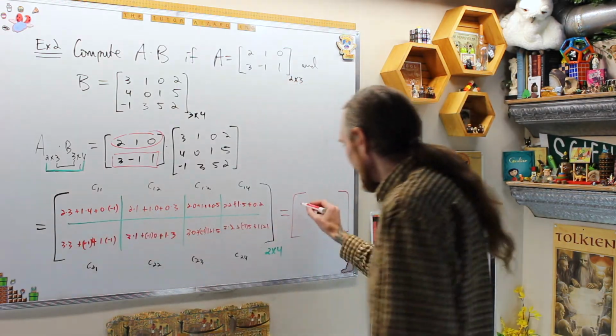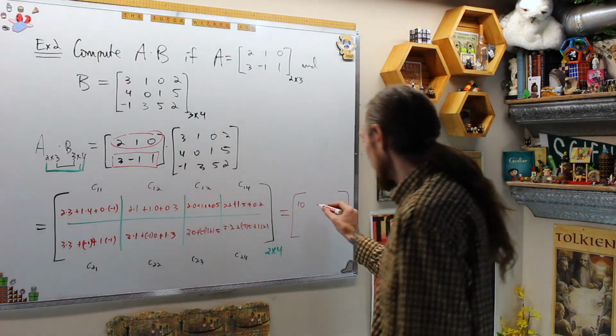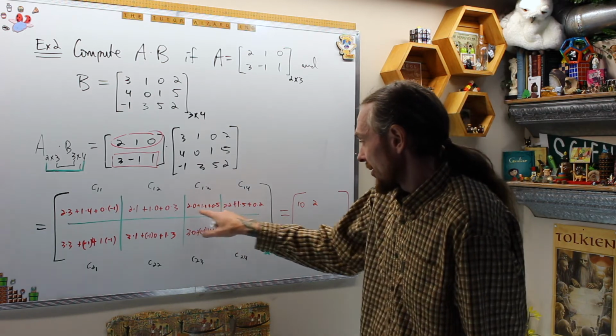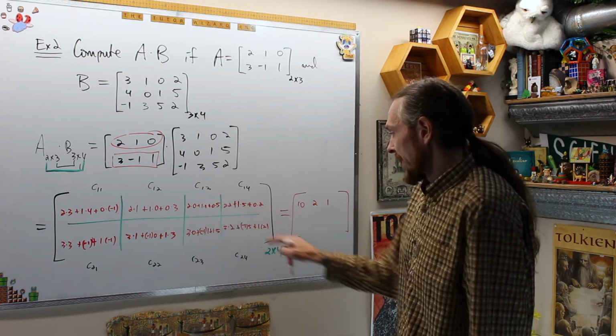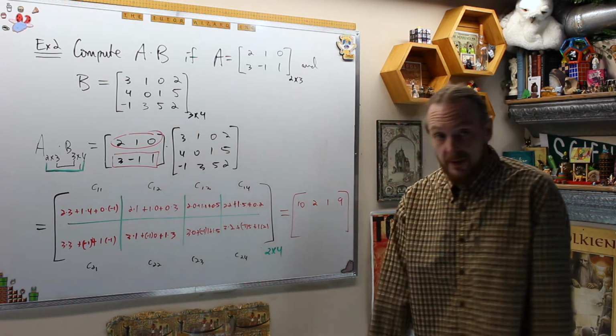This is important too, a little bit. 6 plus 4 is 10. That's the first entry. This one is 2 and a 0 and a 0, so I get a 2. This one is a 0 and a 1 and a 0, so I get a 1. And this one is 4 plus 5 is 9. There's the first row of that outcome.